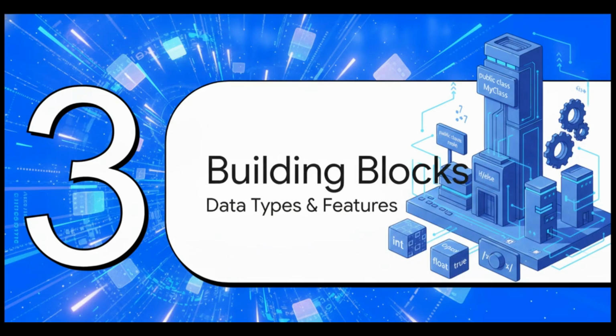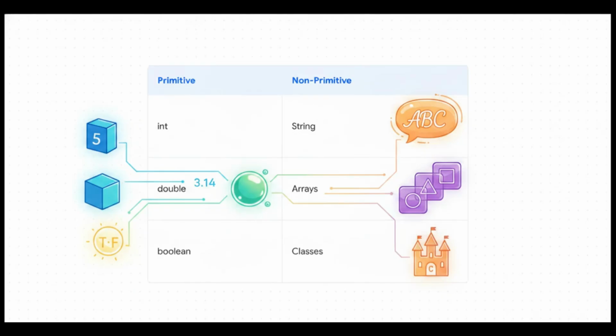Which brings us to Section 3, the essential building blocks. Okay, before we look at any actual code, we absolutely need to understand the fundamental rules of Java's system. Java is what we call a statically typed language. That just means every single variable you create has to be declared with a specific data type before you can even use it. The system demands to know exactly what kind of data it's handling.